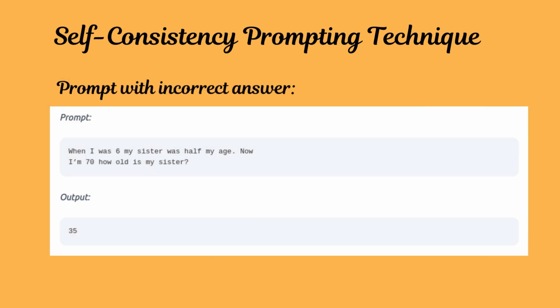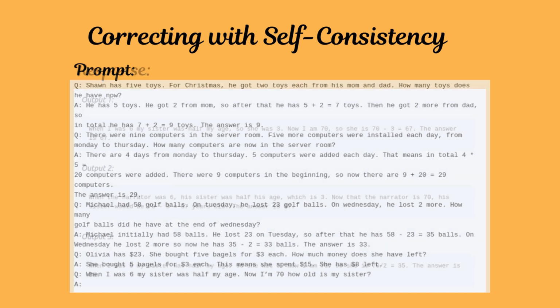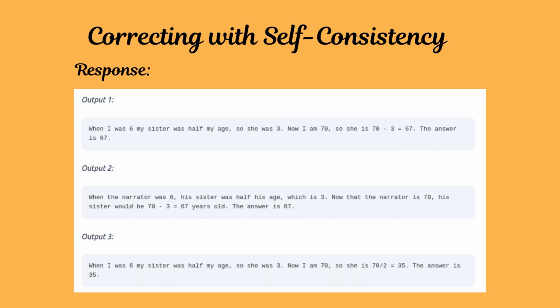For example, when we provide the following arithmetic reasoning prompt, the LLM might give 35 as output, which is incorrect. To correct this, we can feed the LLM with a few-shot chain of thought examples, such as the following, and we provide the same input prompt to the LLM in the end, for which the LLM generates multiple outputs. We select the output with the clear majority, which is 67 in this case.